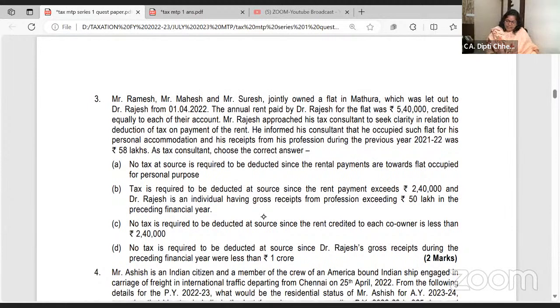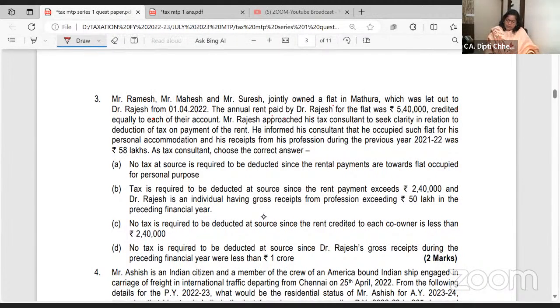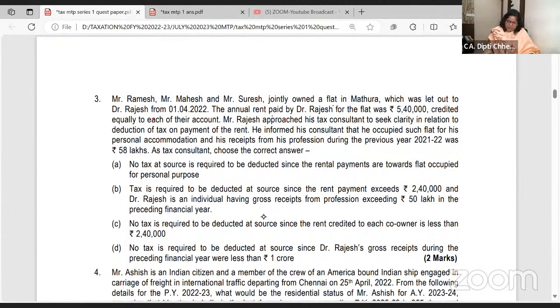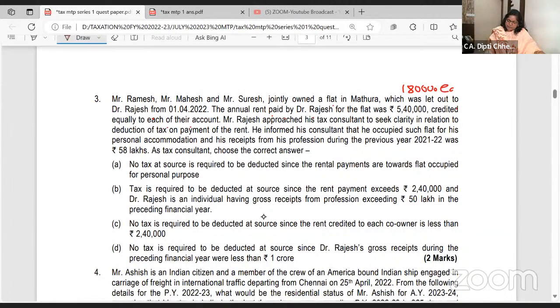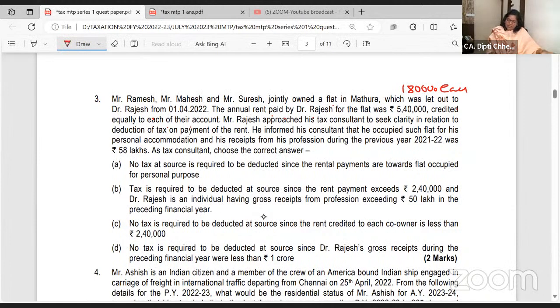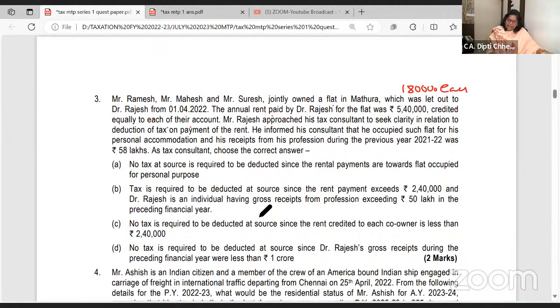Ramesh, Mahesh and Suresh jointly owned a property which is let out. You know, when there are co-owners, compute the total income and then one third will be taxable in each one's hands. Annual rent Dr. Rajesh is paying is 5,40,000, credited equally to each account. Annual rent is 5,40,000, one third of that is 1,80,000 to each. Mr. Rajesh approached his tax consultant and he informed that he has occupied such flat for personal accommodation.